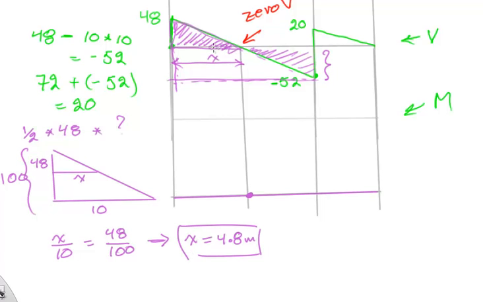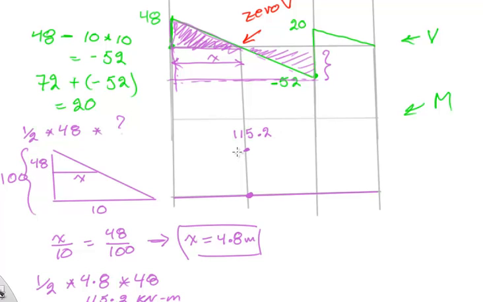So now I can find the area here. Since x is 4.8 meters, the area again is 1/2 multiplied by 4.8 multiplied by 48, and that should give me 115.2 kilonewton meters. Okay, so I have a value here of 115.2. I'm gonna lose the units again.